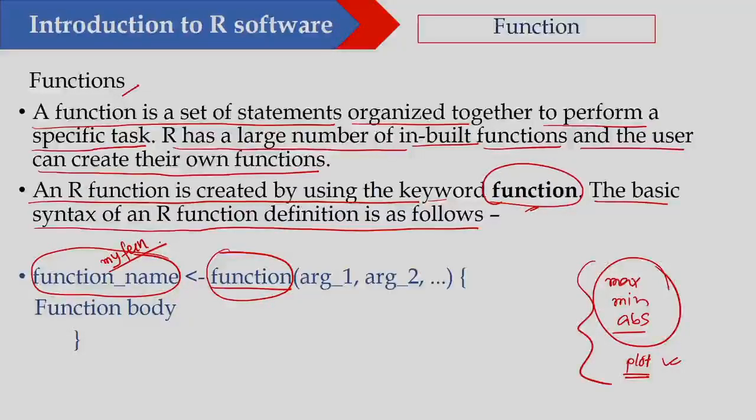Whatever name you put, and then these are the arguments coming into the function: argument 1, argument 2, argument 3, something like that. Whatever arguments you want to give, you can give. These variables will come into this particular function, and then there is the function body. I will use curly brackets, and within the brackets I can write the function.